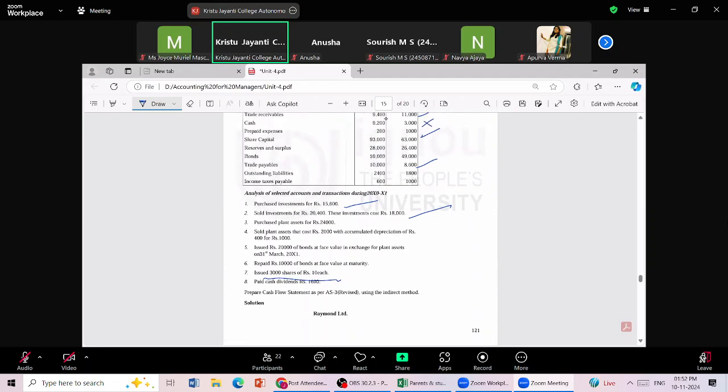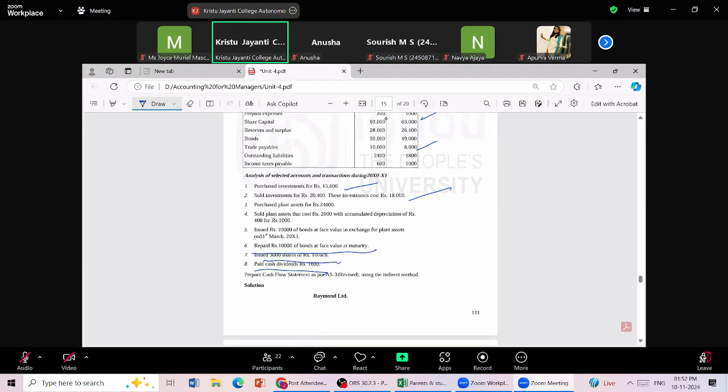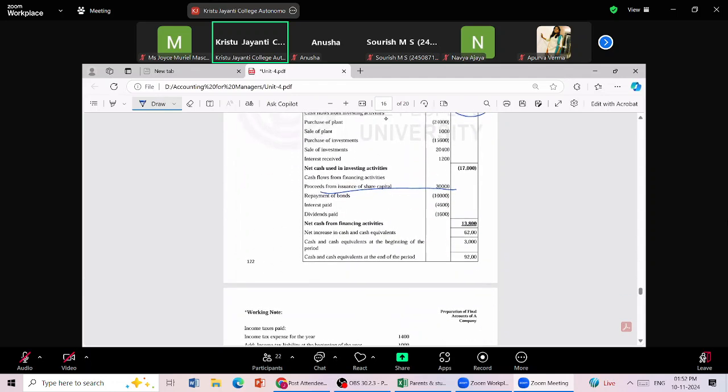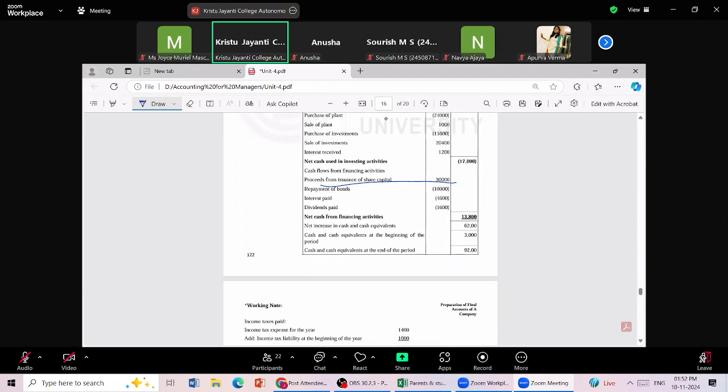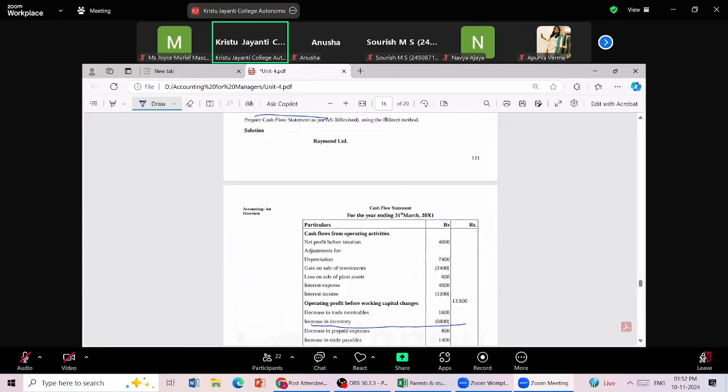Likewise, paid cash dividend 1,600. There is an outflow. Repaid 10,000 bonds of face value. So these all are outflow of money. You can see here repayment of bonds and all. So these all are being deducted. And then what you get is your cash outflow. You can see here it is coming around 9,200.